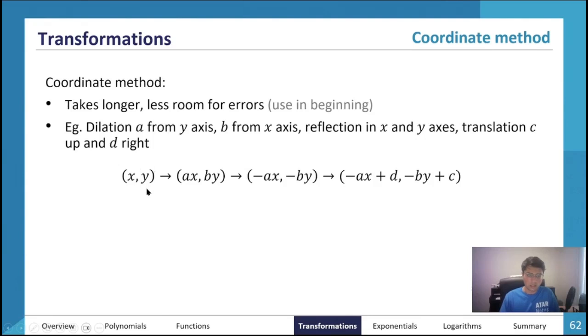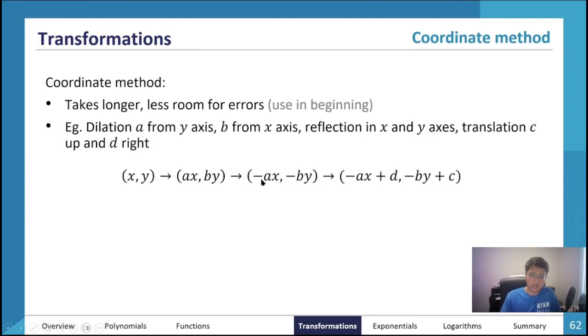What we then do is we apply our transformations to it. So if we want to dilate by a factor of a from the y-axis, then we're moving all the x values. Remember, this affects the x values if we're dilating from the y-axis. We're moving all the x values by a factor of a, so we write a times x. Same thing with y. If we're dilating from the x-axis by a factor of b, we write b times y. So we're taking this set of points and transforming it under those two dilations from the y and x-axis respectively to the point ax and by.